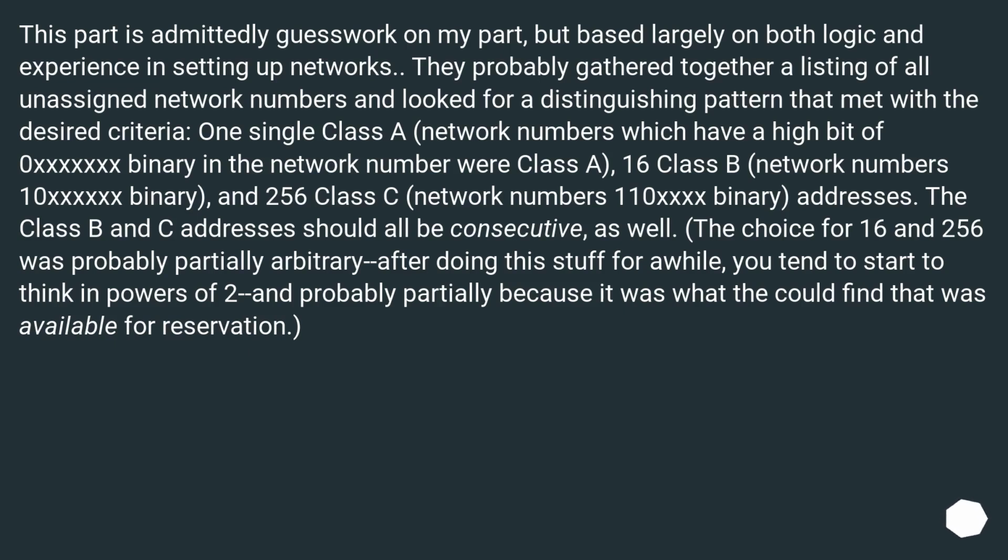This part is admittedly guesswork on my part, but based largely on both logic and experience in setting up networks. They probably gathered together a listing of all unassigned network numbers and looked for a distinguishing pattern that met the desired criteria. One single class A network number, which has a high bit of 0xxxxxxx binary in the network number; 16 class B network numbers, 10xxxxxx binary; and 256 class C network numbers, 110xxxxx binary addresses. The class B and C addresses should all be consecutive, as well.